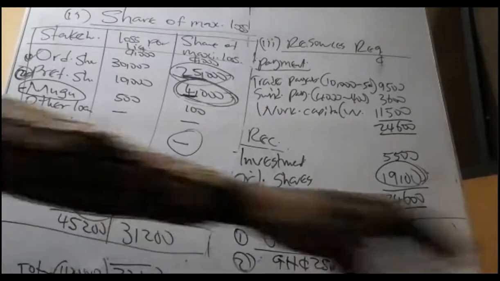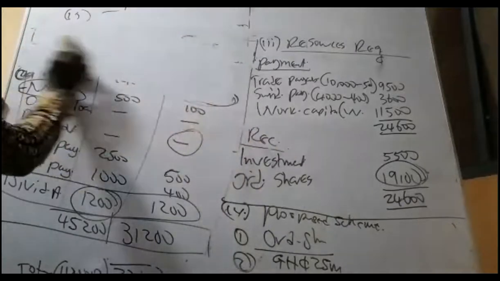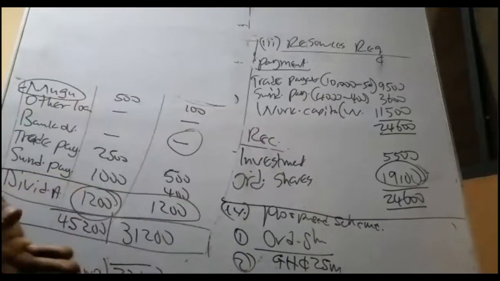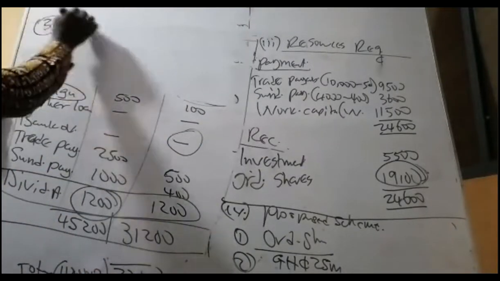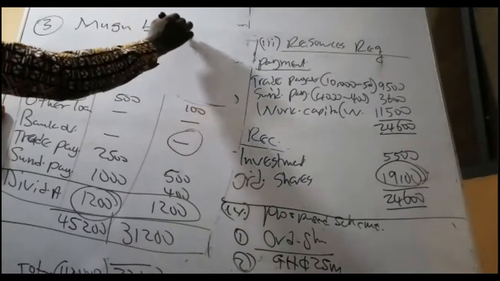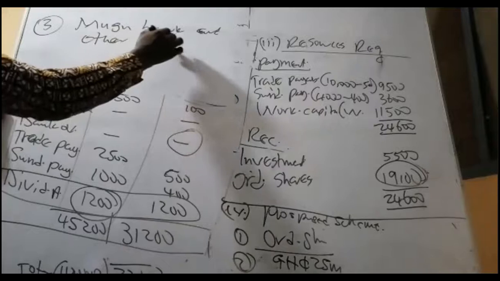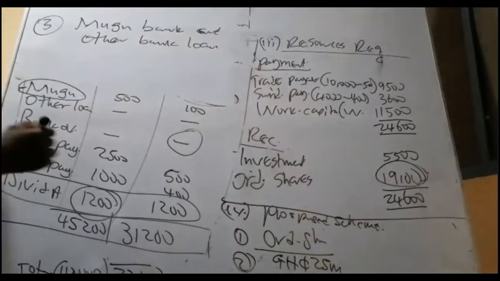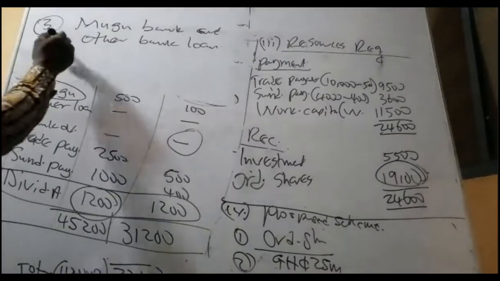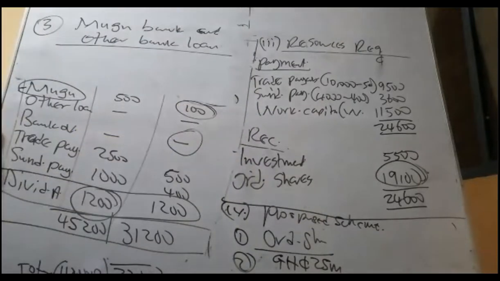Once I'm done with preference and ordinary shares people, I can claim their own. So I can write Mugu Bank here. The third one is Mugu Bank and other bank loan. That's the third one on the list. First sentence, Mugu Bank. They should sacrifice 100,000 of their investment.